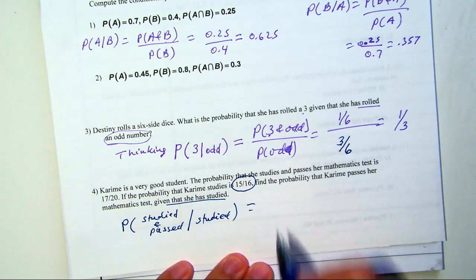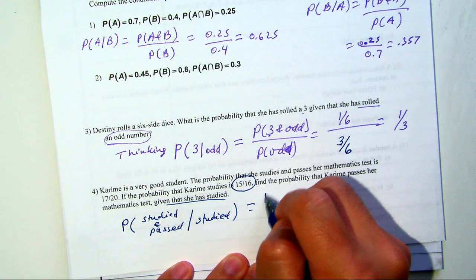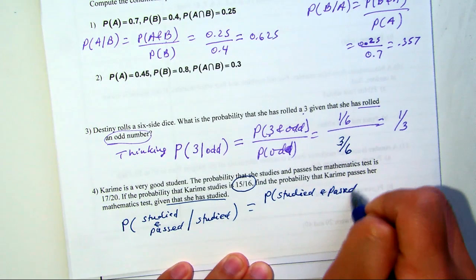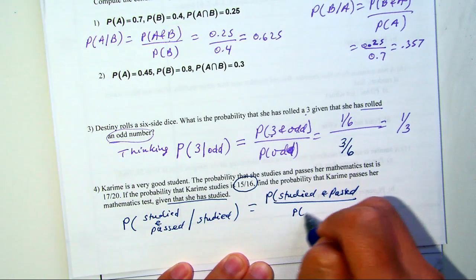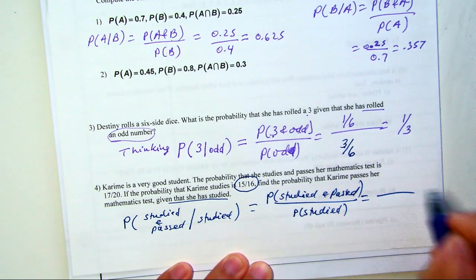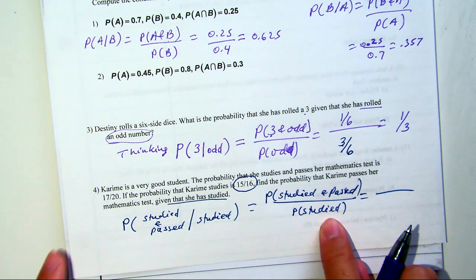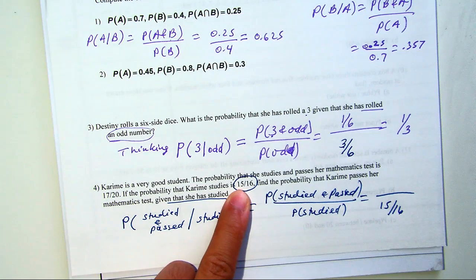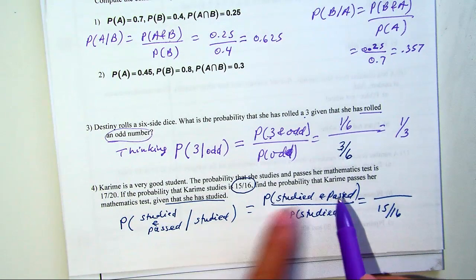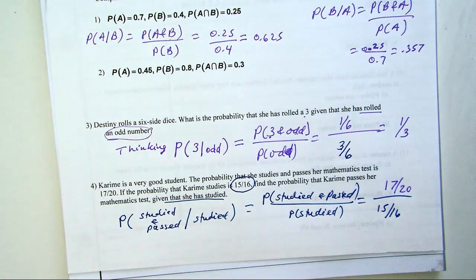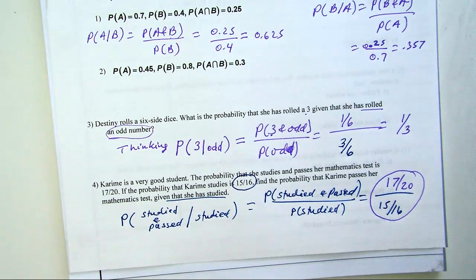Then we write down the formula: study and passes over study. Alright, we start with the given. So the probability that she studied is 15 out of 16. If she studied and also passed, it is 17 out of 20. And this one, you can simplify using a calculator, which is okay. But for now, I'm just going to keep it like this.